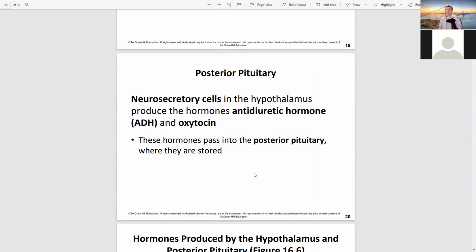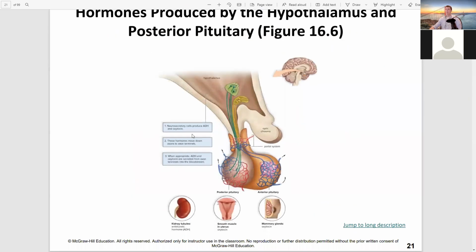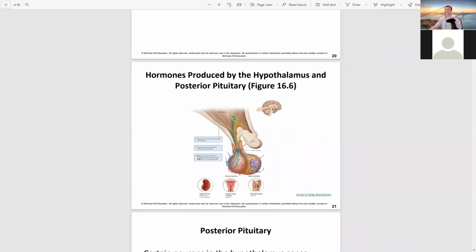So neurosecretory cells in the hypothalamus produce the hormones antidiuretic hormone, or ADH, and oxytocin. These hormones pass into the posterior pituitary where they are stored. Okay, so hormones produced by the hypothalamus and posterior pituitary. Neurosecretory cells produce ADH and oxytocin. These hormones move down axons to axon terminals. And when appropriate, ADH and oxytocin are secreted from axon terminals into the bloodstream.